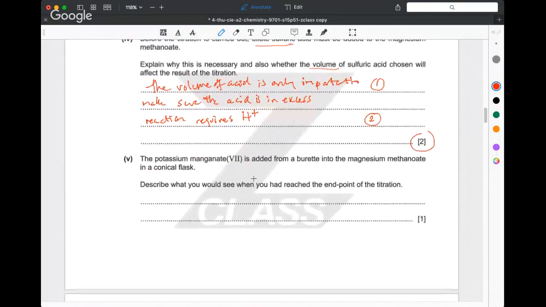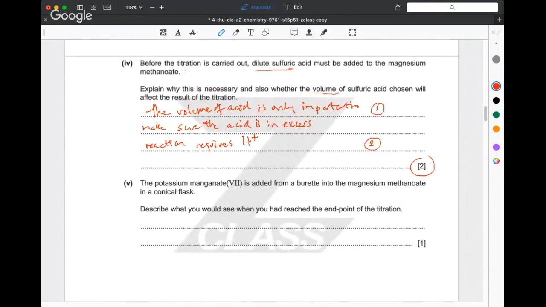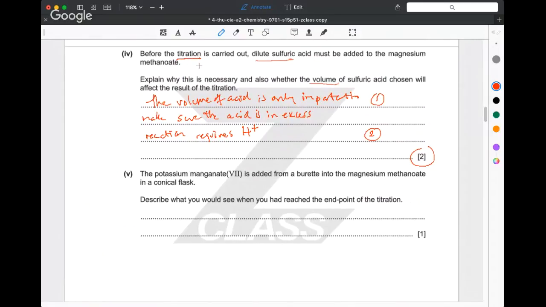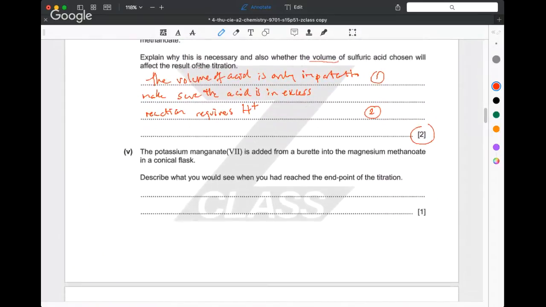Now we need to know, when we're doing the titration, what we're looking for as the endpoint. Often in titrations, you can add an indicator, so you can see the exact point at which you reach an endpoint. There's no real indicator here, so the examiner is just asking, what would you see so that you know that you've reached the end point of this titration? And the trick is that you're adding manganate 7, and it's oxidizing the methanoate ions, and the manganate 7 is being used up and converted to manganese 2.